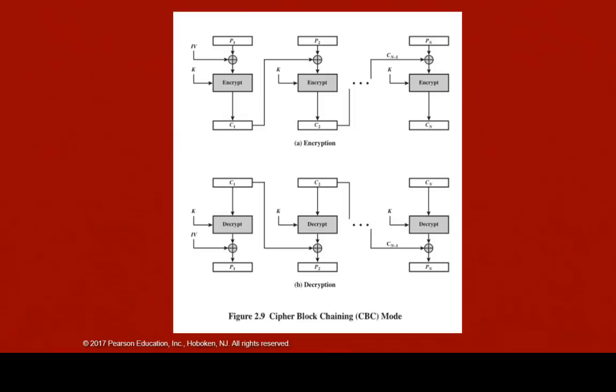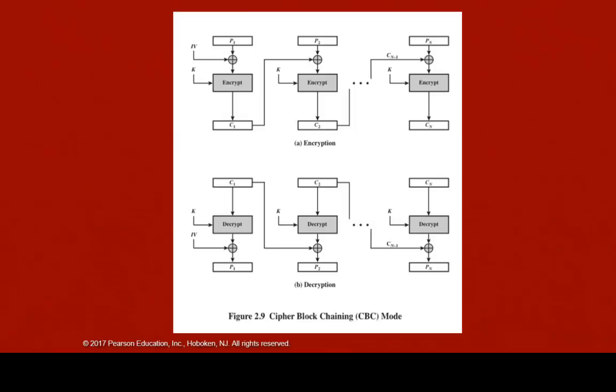On decryption, the IV is XORed with the output of the decryption algorithm to recover the first block of plaintext. The IV must be known to both sender and receiver. For maximum security, the IV should be protected as well as the key. This could be done by sending the IV using ECB encryption.